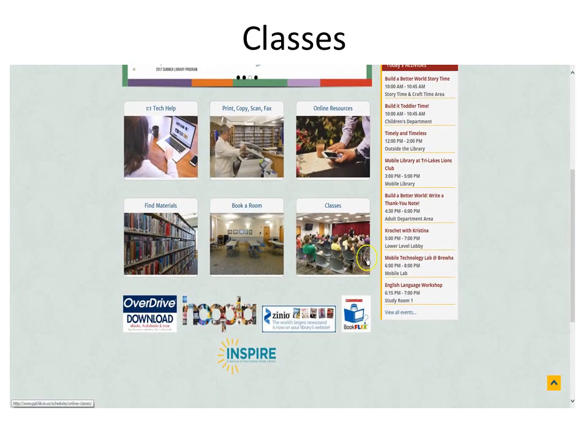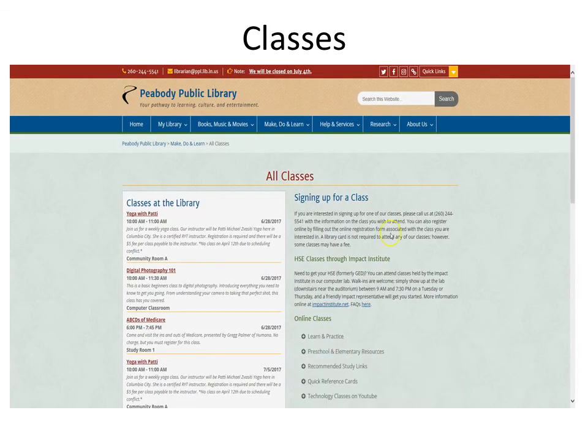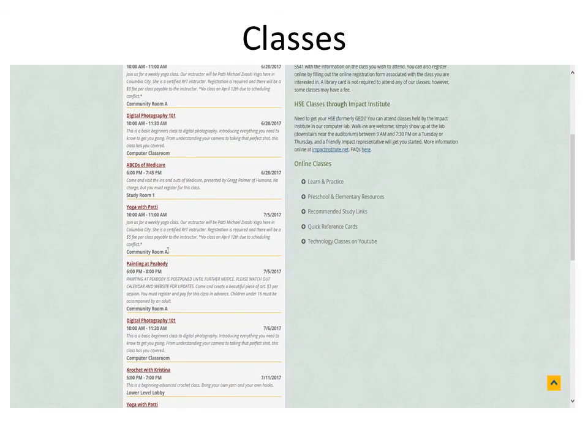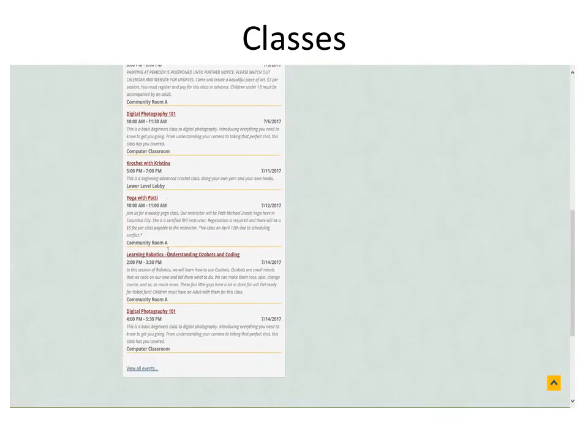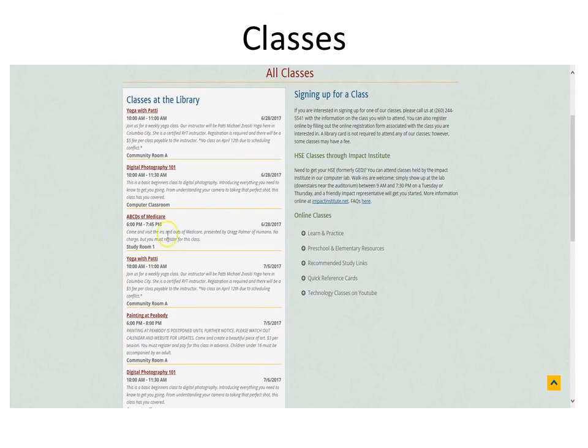Our next tab we're going to go over is the classes tab. So we're going to go ahead and click on that. These are classes that are offered to you at the library. It could be technology classes or any kind of department type classes. How to sign up for classes.